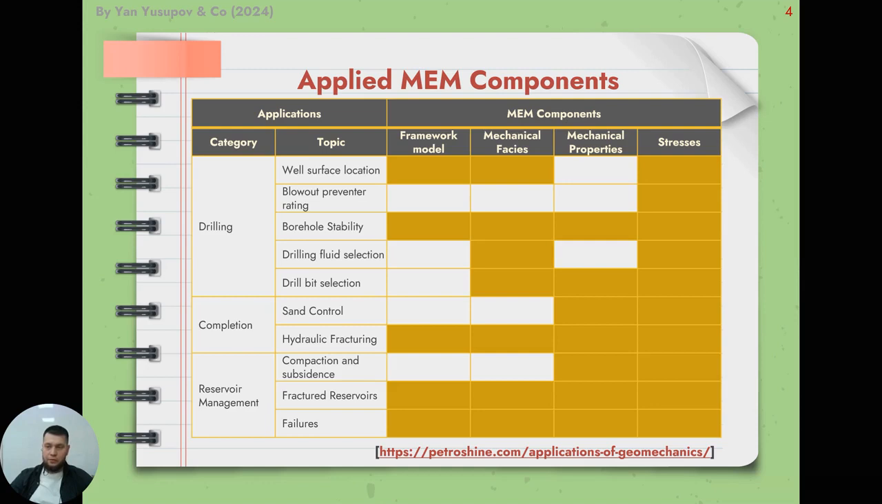The mechanical earth model is a description of mechanical facies, mechanical properties, stress and pore pressure and the function of that. Mechanical properties are applied for drilling, completion, reservoir management. They are essential to estimate in situ stresses and conduct geomechanical analysis, including borehole stability analysis, sand production prediction, hydraulic fracturing design, fault stability, and other geomechanical applications.